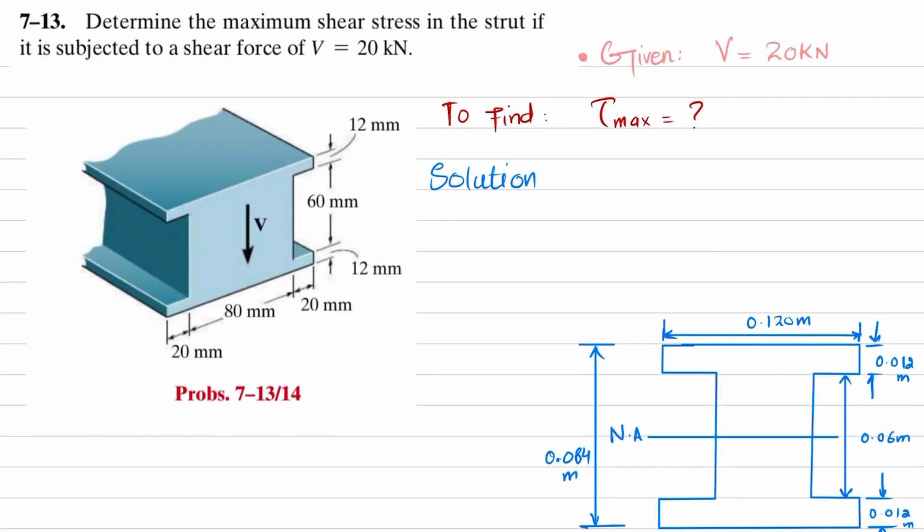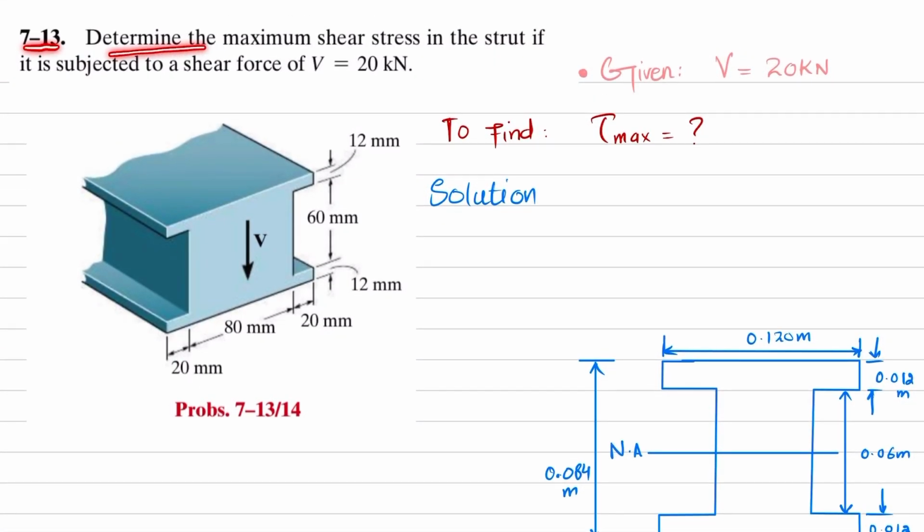Welcome back. Problem 7-13. The statement is: determine the maximum shear stress in the strut if it is subjected to a shear force of 20 kilonewton. So here we have a shear force of 20 kilonewton. All the dimensions of the strut are given, so you have to find the maximum shear stress. Let's start with the solution.